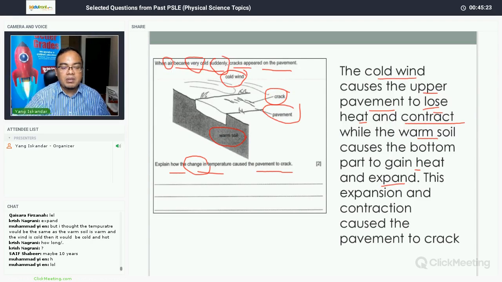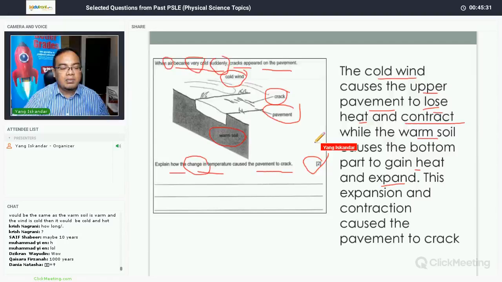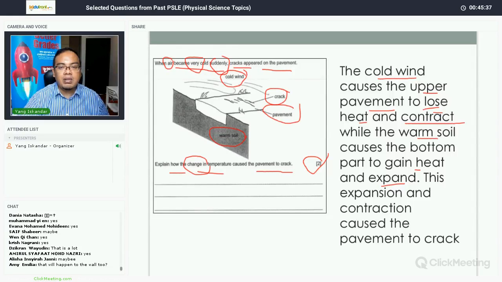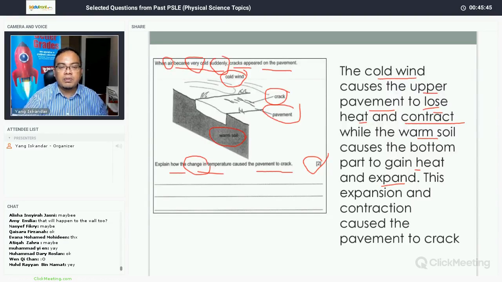Maybe years, 2 years, 3 years, after some time, it will crack. All right? You can see here it's a 2-mark question. Do you think you can score 2 marks if you are given this question? Okay. So I pray that all of you get A star for your science this coming PSLE. But you need to focus on your mid-year exam first. Okay. Now let's take a look at the last question for today.